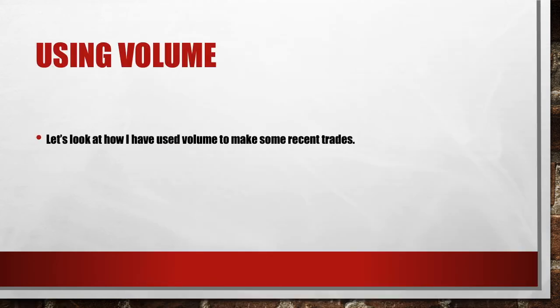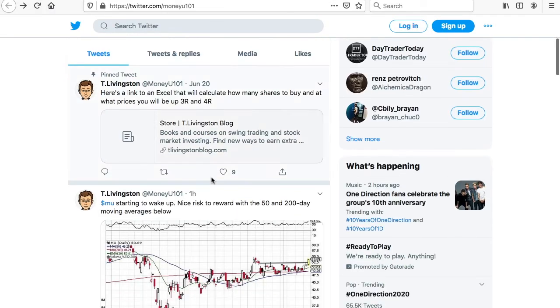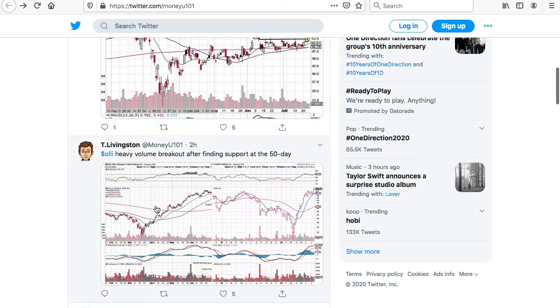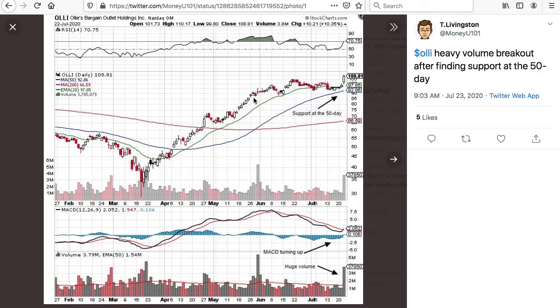Let's look to see how I have used volume to make some recent trades. Okay, so here I am at my Twitter, MoneyU101, and let's look at Ali. This is a trade I made recently, and volume was the key for me on this trade. So notice it had a heavy volume rally at this point, lots of volume coming in, sideways action on low volume, and then huge volume coming up here on this day. Okay, so this made me want to buy Ali. I like this. We saw this heavy volume rally, low volume pullback over here, and then heavy volume coming in on this day. Okay, so see, it clears this 105 area of resistance on this day, July 22nd.